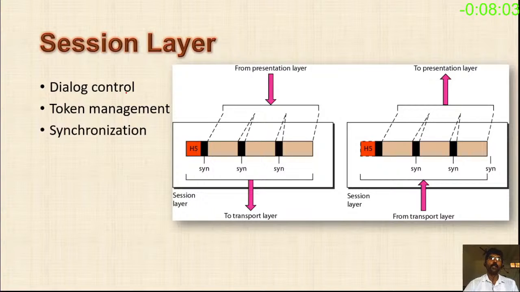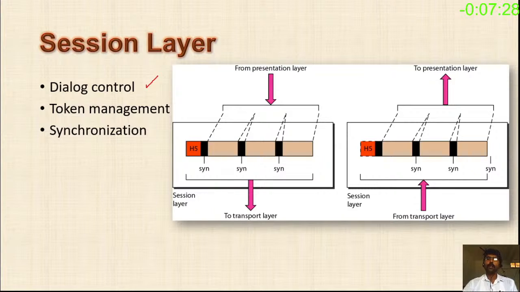The next one is the session layer. The first job of the session layer is dialog control. Dialog control allows two systems to enter into a dialogue. The two systems want to communicate continuously, which means the data transmission has to be done in both directions. The dialogue has to be maintained.